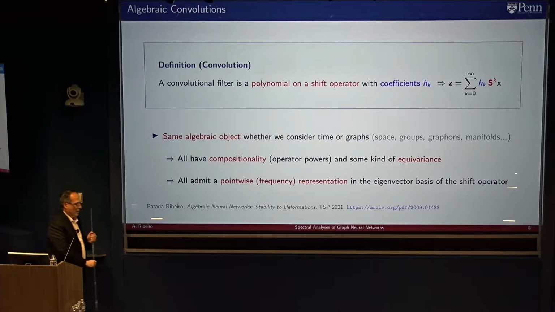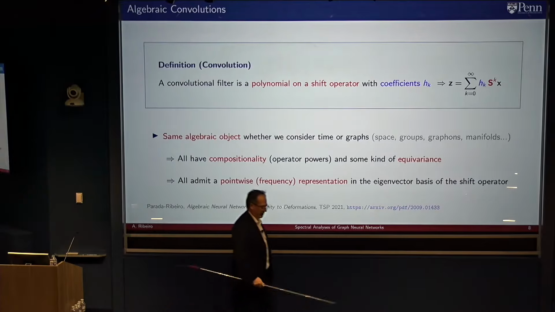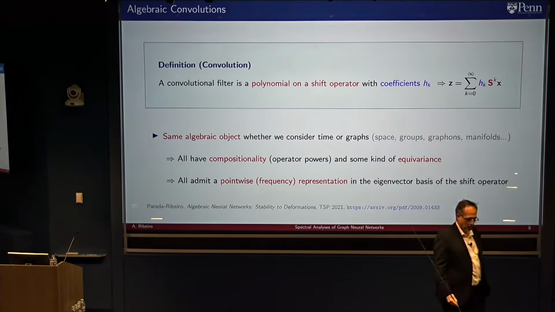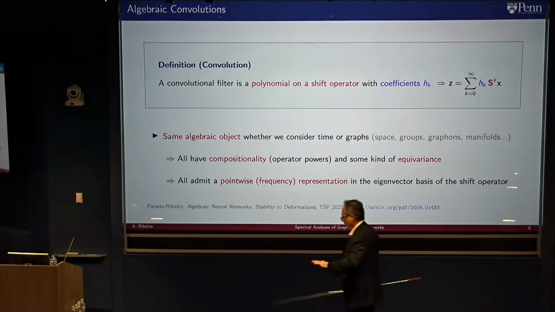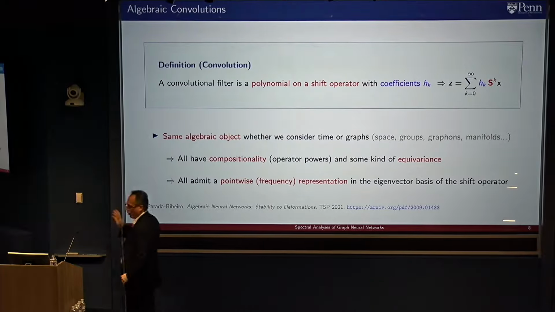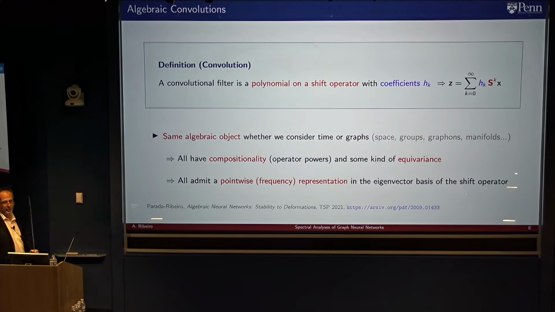Now, this brings me to something that is pretty simple but not very well known, which is this idea of an algebraic convolution, okay? Which is that a convolutional filter, period, I'm not talking about time or graphs here, just a convolutional filter, is a polynomial on some shift operator with coefficients h_k, okay? And why do we do that?